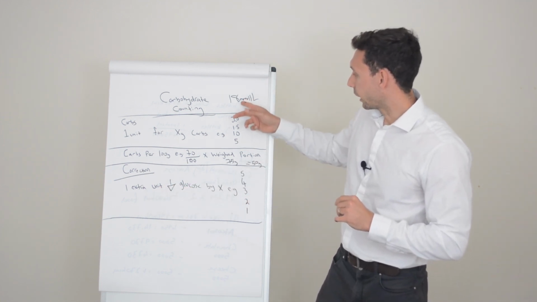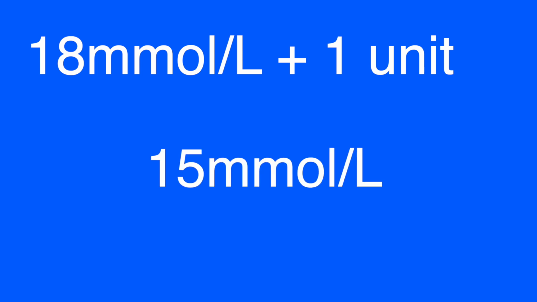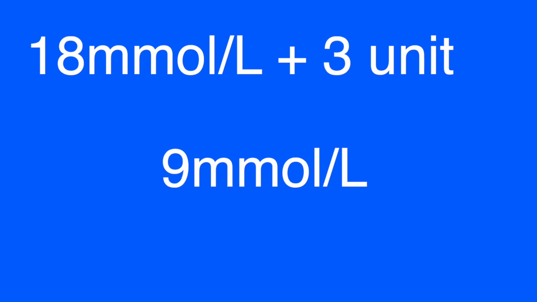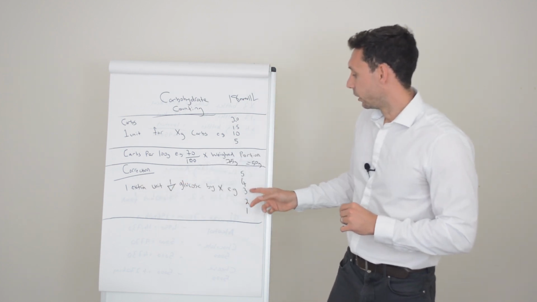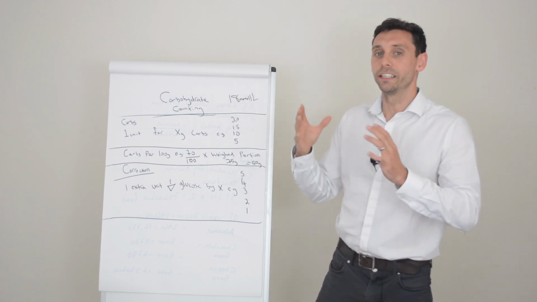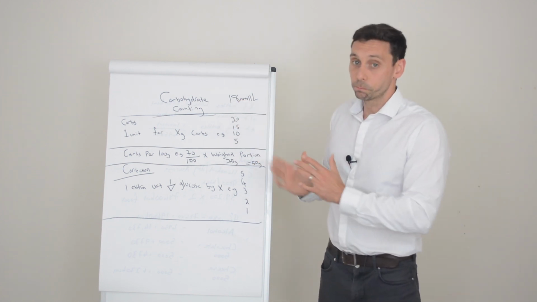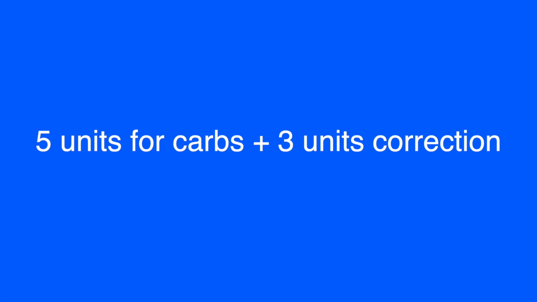So if I took 1 extra unit on top of this 5, so I took 6 in total, that's going to drop to 15. If I took 2, it's going to drop to 12. And if I took 3, it's going to drop to 9, because 1 extra unit drops 3. I've taken 3 extra units. So 3 times 3 drops me 9, which means my glucose level at the next meal will be 9. Okay, so what's our total dose then? So we have 5 for the food plus 3 for the correction. So our total insulin dose is 8 units for that meal.